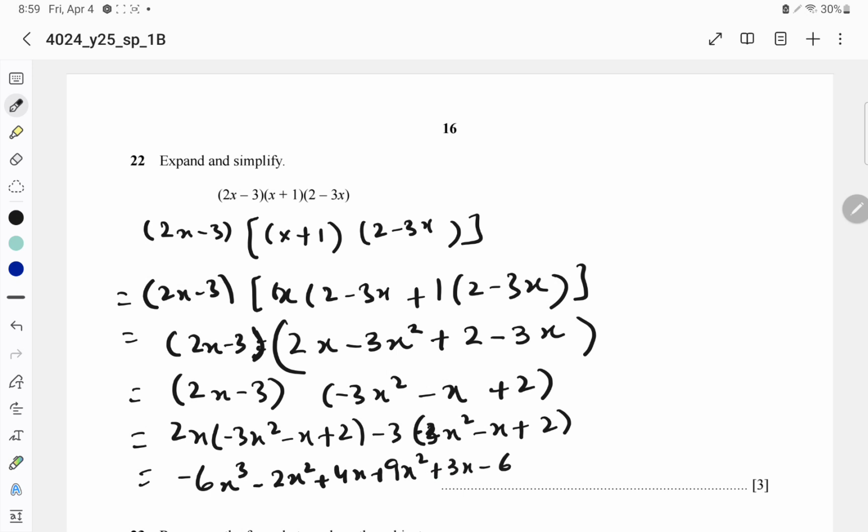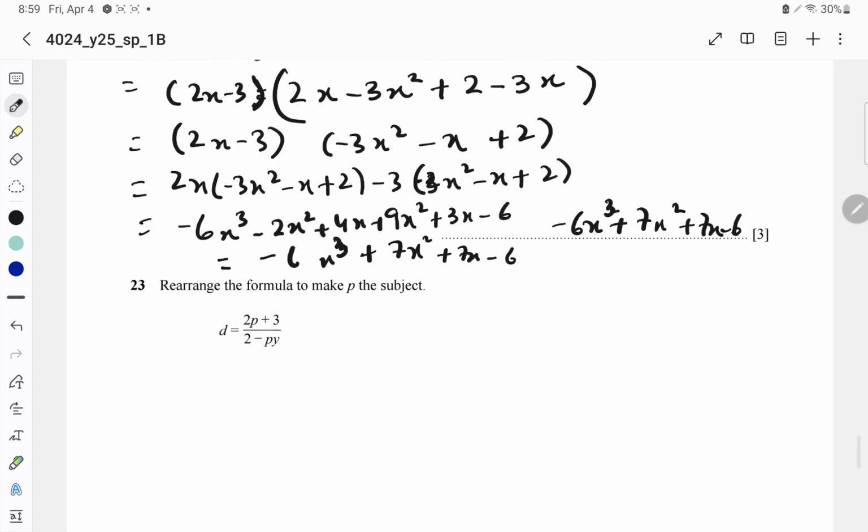Okay, now combine together: minus 6x squared, 2 and 9, 7 is the difference, plus 7x squared, 4, 5, 6, 7 plus 7x minus 6. This is the answer: minus 6x squared plus 7x squared, 6x cubed plus 7x minus 6. 3 marks question, be careful.